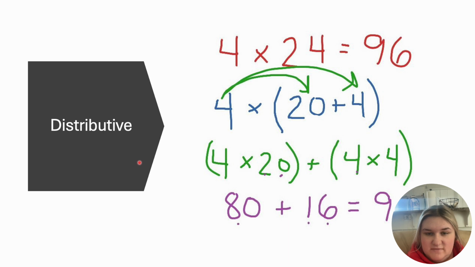Next is the distributive. So this is 4 times 24 equals 96. But if you wanted to break this down, you could do 20 plus 4, because that would equal 24. You could put those in parentheses, then you could distribute the 4 into the 20 and into the 4. They just wrote this part right here down here in the green. So if you did 4 times 20, it would equal 80. Then if you did 4 times 4, it would equal 16, and that would equal 96.